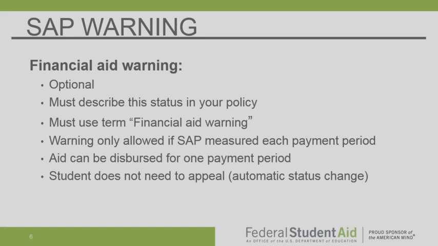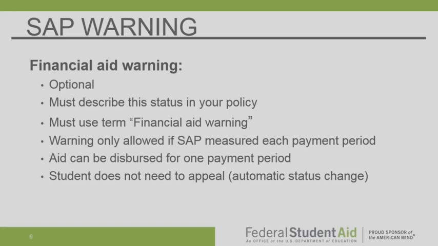So then you have some choices, okay? So it also depends on how frequently you are monitoring Title IV SAP. So how many of you, I guess, that have some experience, how many of you are monitoring by term? Okay, is anybody monitoring annually? A few of you. Okay, so there's a little bit of a split here. So there's a difference. So we're going to go through the schools that monitor by term. Okay, so if you monitor by term, you have the option of including something called financial warning.